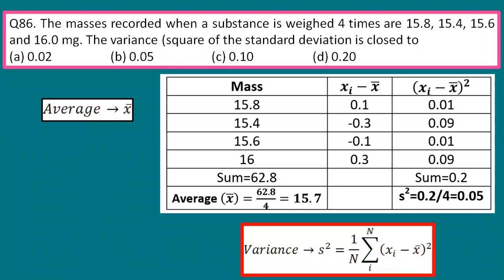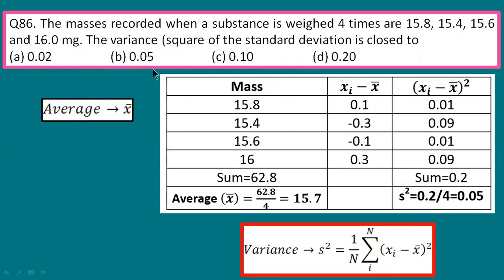I will explain this topic with the help of a question which came in the CSIR exam. The question is like this: the masses recorded when a substance is weighed 4 times are 15.8, 15.4, 15.6, 16.0 and Z. That means we have a substance and you are measuring its mass. When you measure 4 times, the masses are different each time. Not much different, but slight differences are there.